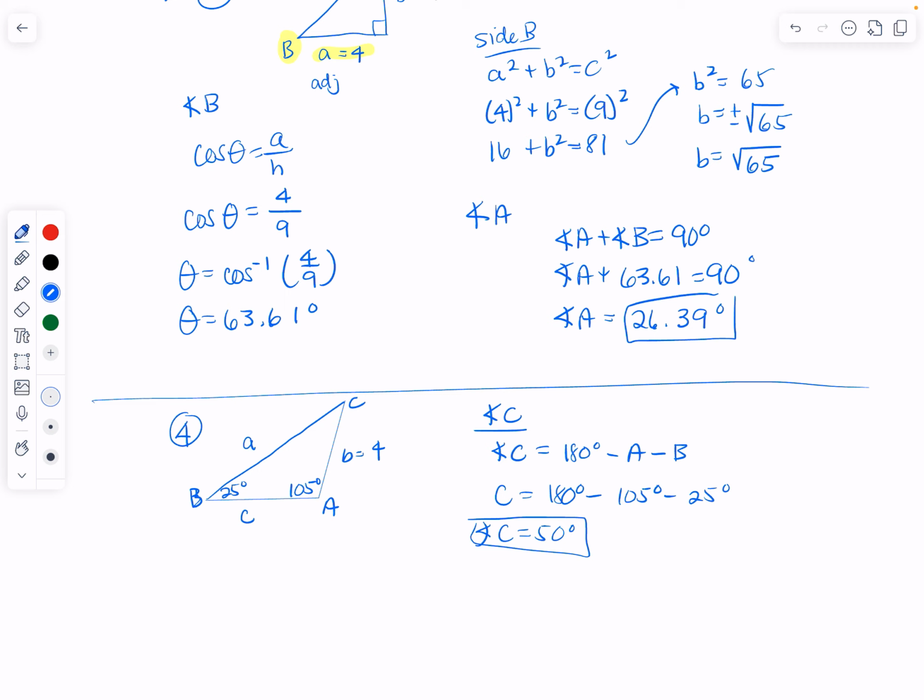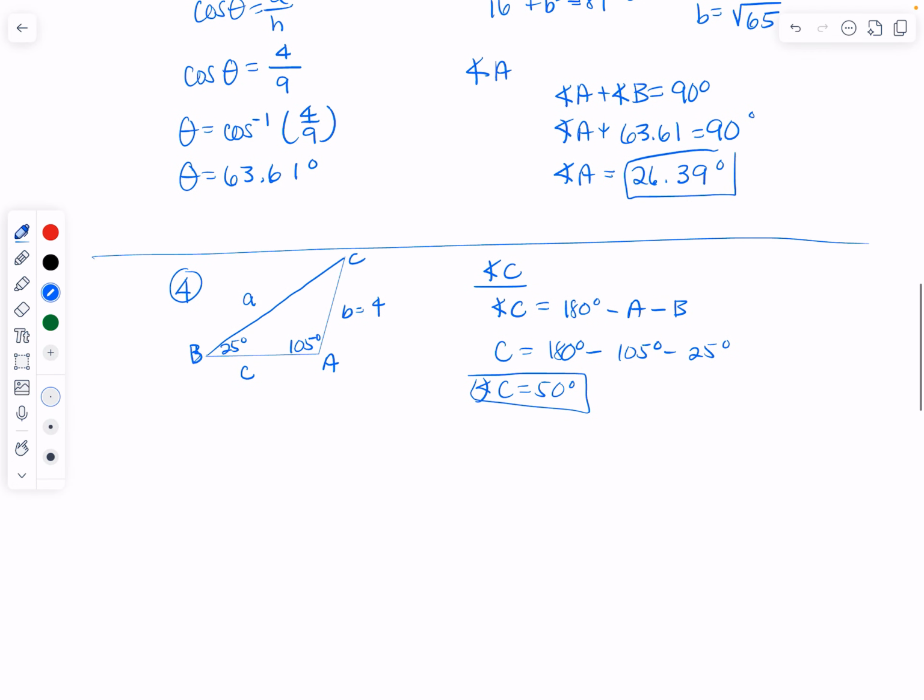That's done. Now I need to find side C and side A. In order to do that, I have to determine what type of triangle this is. These were given: 2 angles and a side. So this is angle, angle, side, or side, angle, angle, either way. So that tells me I have to use law of sines. So law of sines states sine of A over A equals sine of angle B over B equals sine of angle C over C.